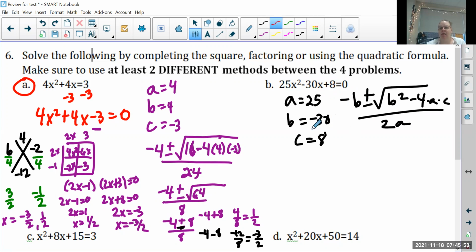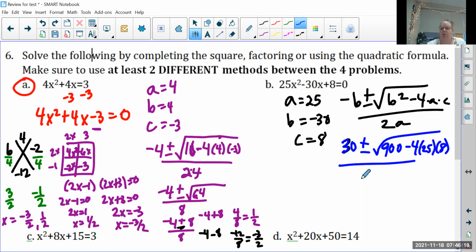So b is negative 30 and it says negative b, so that's going to make it a positive 30. A positive 30 plus or minus the square root. Negative 30 squared is 900. So this is the 900 minus 4 times my A value, which is 25, times my C value, which is 8. And then I'm going to put this in the calculator. Oh, all over, sorry, 2, don't forget that. That's a big mistake some of you make.